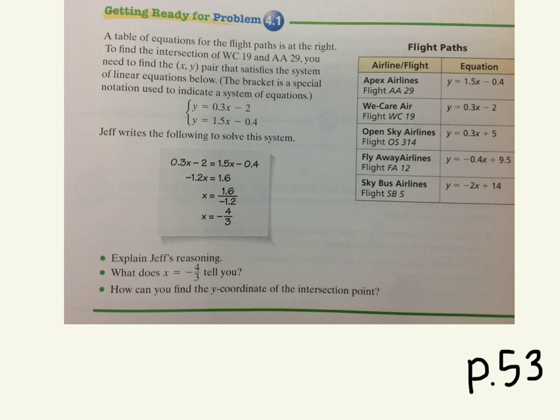This next example comes from page 53 in your textbook. Let me set up the problem for you, and then I'd like you to go ahead and solve this with me.